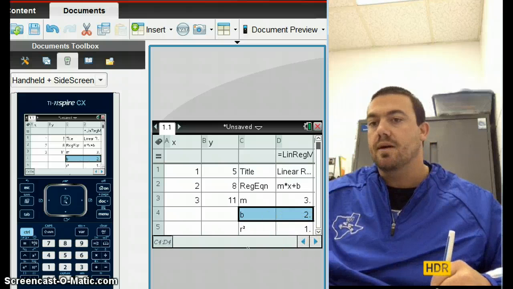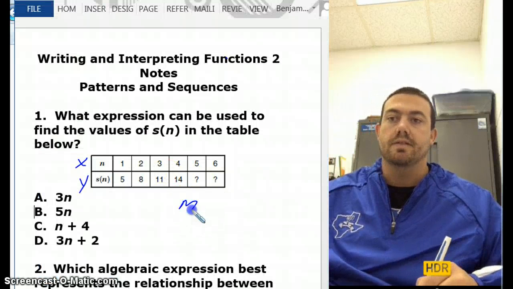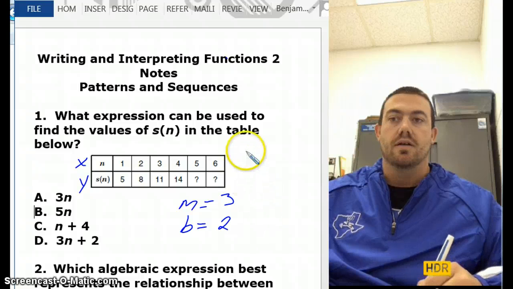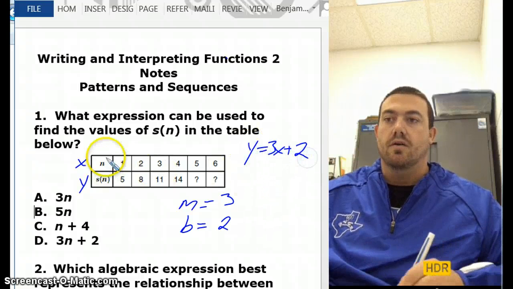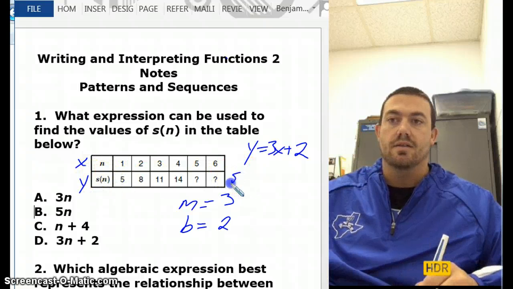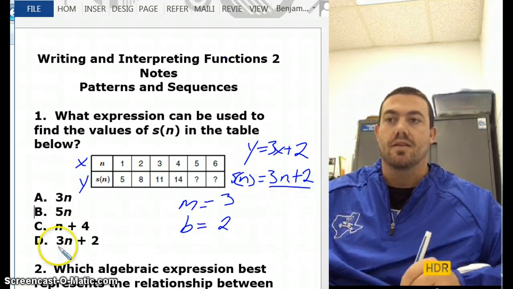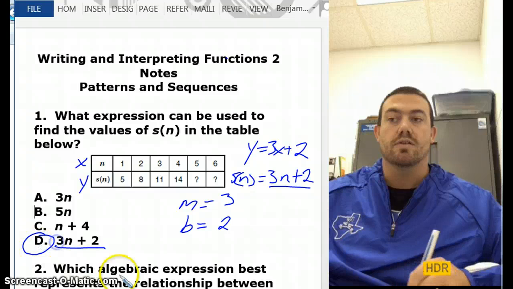So if I go back to my problem, I have m equal to 3 and b equal to 2. If I were to write this as an equation, I would have y equals 3x plus 2, or S of n equals 3n plus 2. That's letter choice D. Works out pretty good.